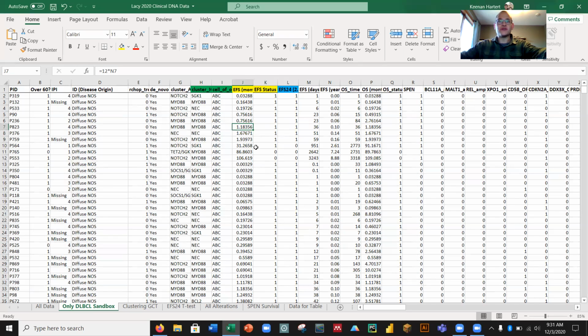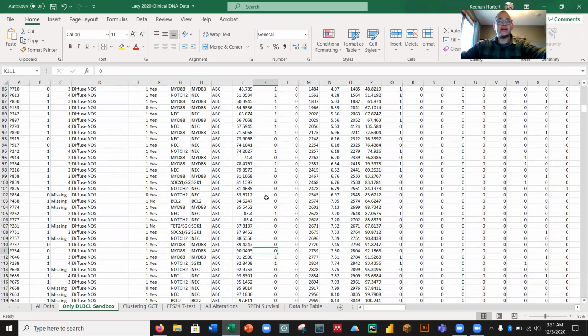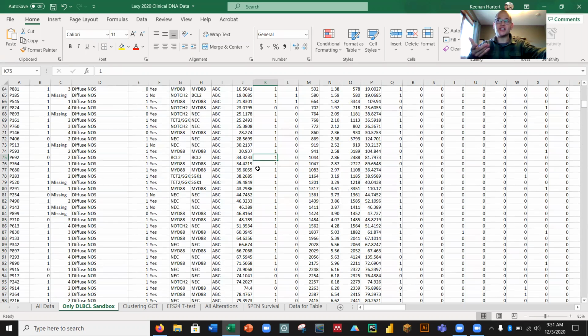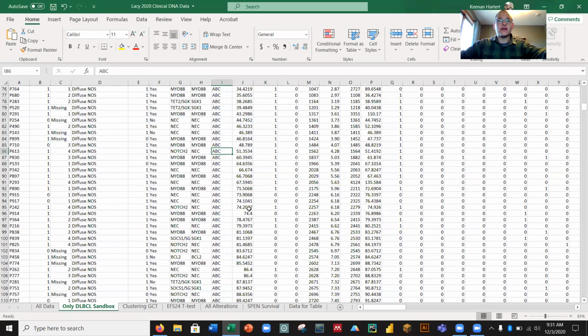We can use this by measuring these values against these values as EFS status right here. If there's a one here, it means that an event did occur within this amount of time. So each of these two values is paired up. Right here, we see that somebody has lasted 74 months and has not yet had an event. That means these people are still ongoing, at least whenever this data was last measured. Somebody like this, though, 78 months, but at that 78th month mark, they did have an event.